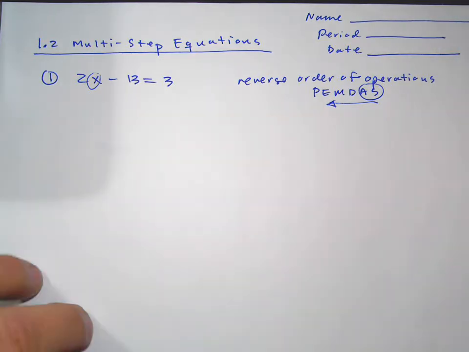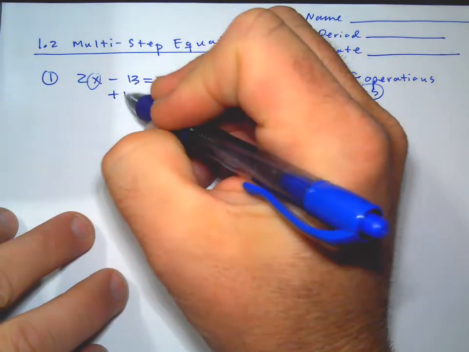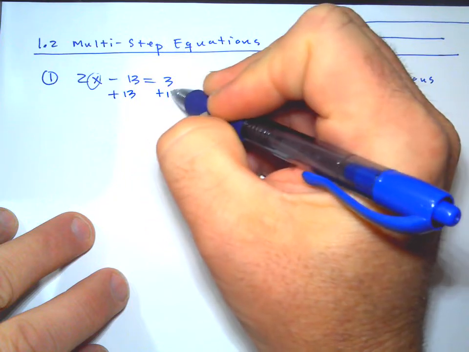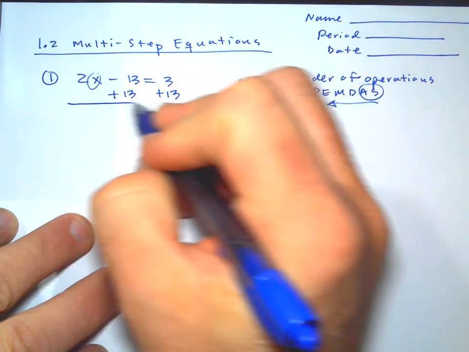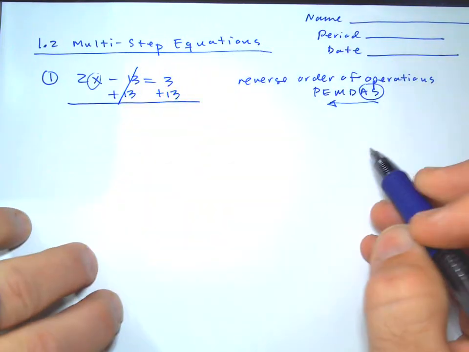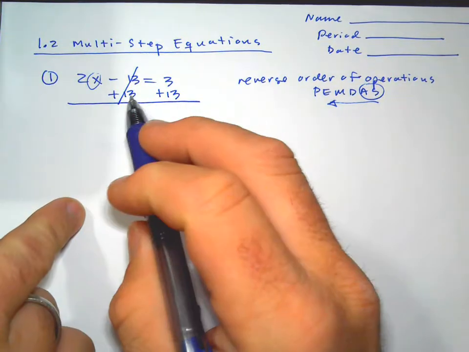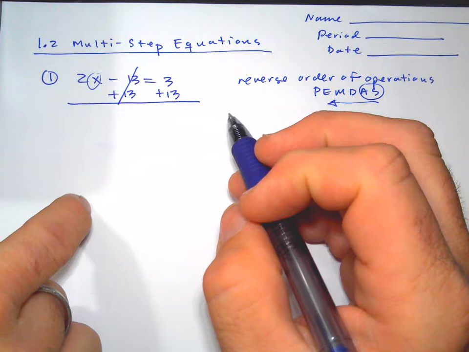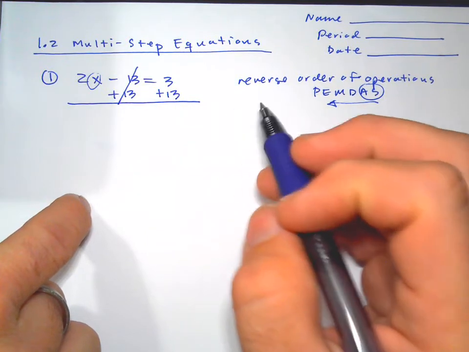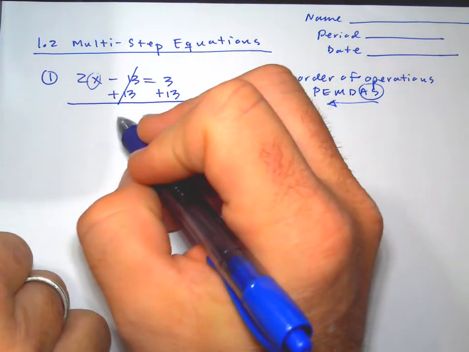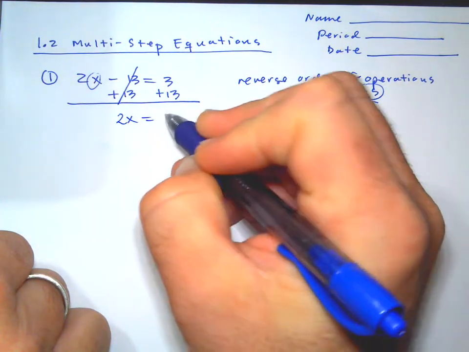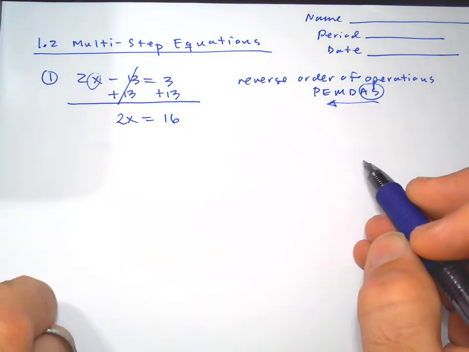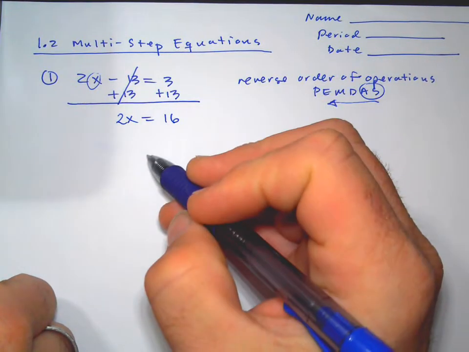So we're trying to undo things. So we're going to undo the minus 13 by adding 13. It's an inverse operation. Whatever you do to one side, you got to do the other. You have to balance it out. So we can pretty much do whatever we want to an equation as long as we do the same thing to the other side. All right, show the equal sign lining up.